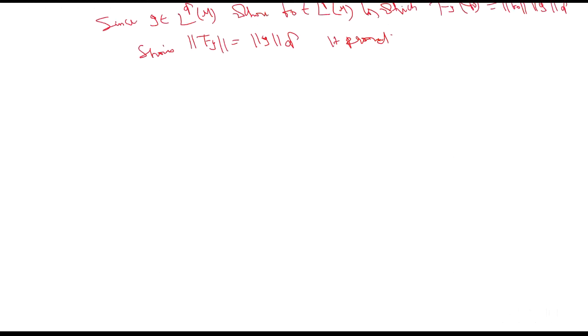So one more theorem, that is the weak Riesz representation theorem.